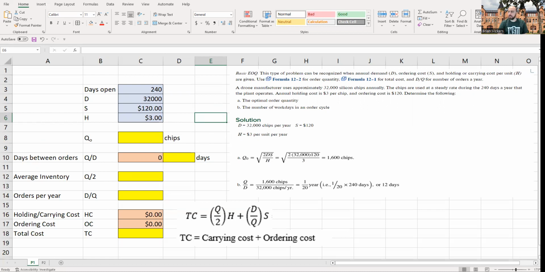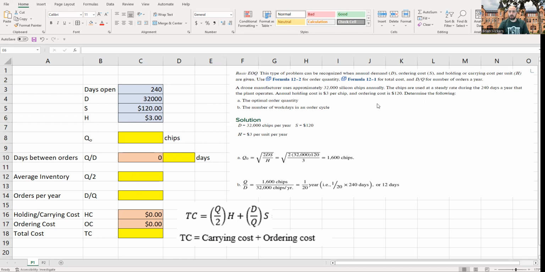All right, so let's start with problem number one, which is on EOQ. And this tells us that this person makes drones and uses 32,000 chips annually. The chips are used steadily throughout the year. They're open for 240 days a year for operation. They've assigned an inventory holding cost of $3 per chip, and placing an order costs $120.